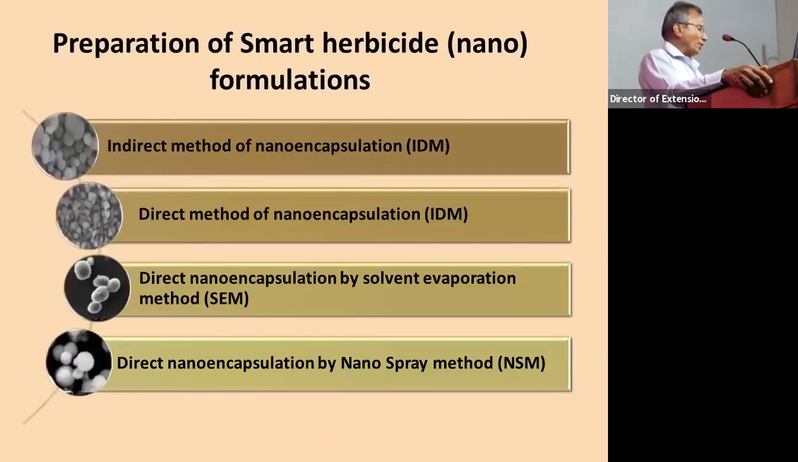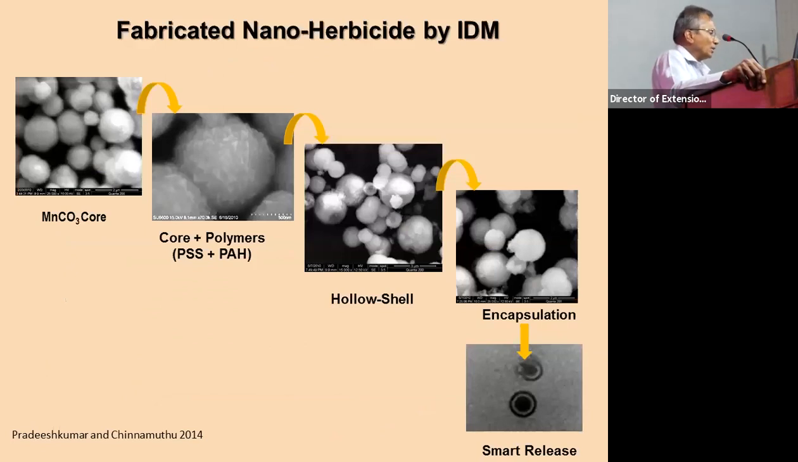So we have different methods. I need not tell about these methods; we are following them in a more scientific manner. So the indirect method and direct methods for encapsulation techniques are a very important technique. Without losing the herbicide property, you have to encapsulate the herbicides with nanopolymers or nanometal particles. So this is the final product.